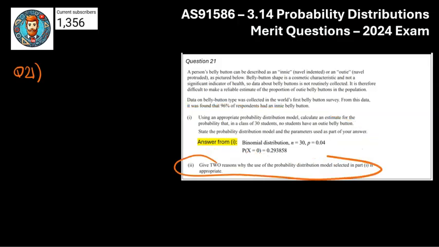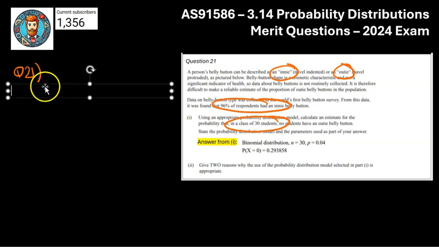The merit part of this question is: give two reasons why the probability distribution selected in part I is appropriate. In the previous question, you had to choose a binomial distribution, and this was all about whether someone's belly button was an innie or an outie. The question also had some more information: 96% of the respondents had an innie, and we were dealing with a class of 30. Those are the key facts from the question.